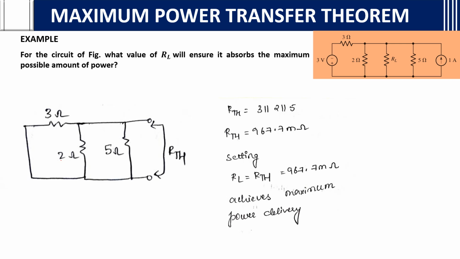Then set RL equal to RTH. They want RL, the load. Here RL should be how much resistance so that it absorbs maximum power? It is the total resistance that you got in the network, that is 967.7 milli ohms. If that is the RL, then maximum power will be delivered to that resistance. That's it.